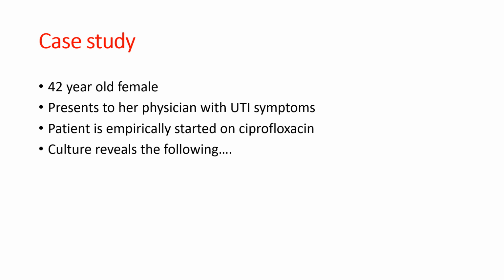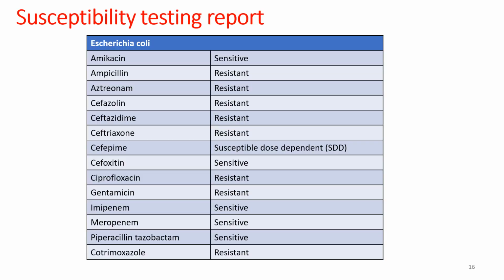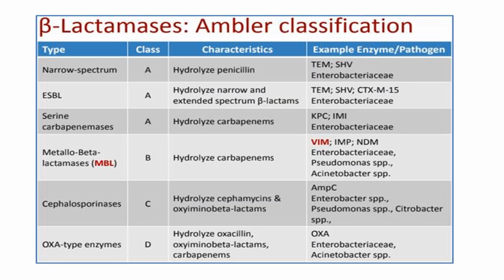For example, a 42-year-old female with UTI symptoms on ciprofloxacin. E. coli with this pattern of sensitivity, wherein ampicillin resistant, amikacin sensitive, cefazolin resistant, ceftazidime resistant, and cefepime is SDD. Now, which antibiotic? For selection, always make use of this chart of Ambler classification, which mentions ESBL or MBL or OXA or cephalosporinases.